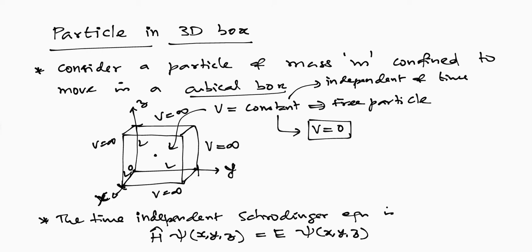So to solve this Schrodinger equation, see, this is the equation we need to solve: H psi, where psi is a function of three variables x, y, z, equals E into psi. Listen, this equation is not possible to solve as such because psi is a function of three variables. So what we can do is use the method of separation of variables.